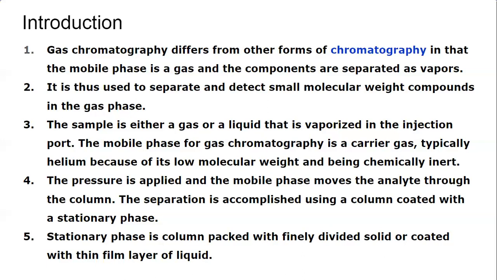If our column is coated with a thin film layer of liquid, so this thin film layer of liquid is coated on a support. First, the column is filled with support, and on that support we introduce this thin film layer of liquid. If it is so, then that chromatography is known as gas liquid chromatography. Depending on the physical state of the stationary phase, gas chromatography is of two types: gas solid chromatography and gas liquid chromatography, but frequently we use gas liquid chromatography. So this is about the introduction.